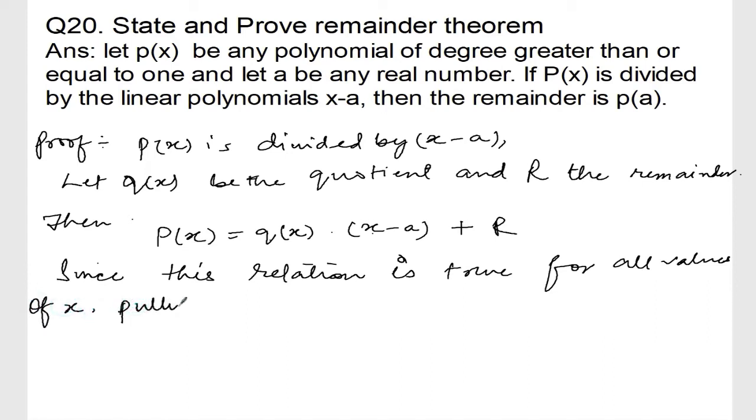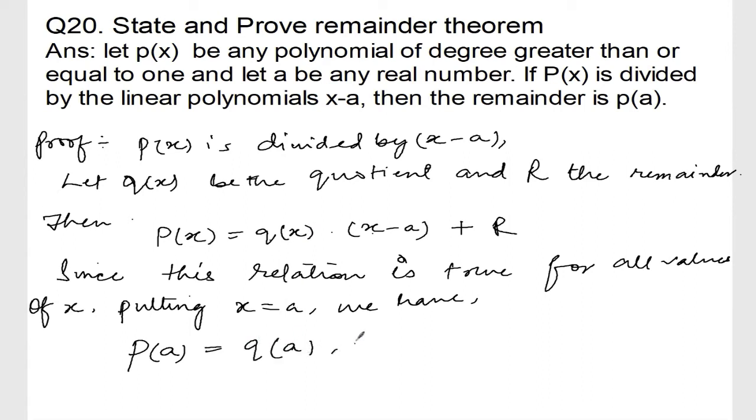Putting x equal to a, we have, instead of x we put a. Since x can be any number, let us put x as a. What will happen if I put x as a? P of a is equal to q of a into (a minus a), plus r. Now p(a) is equal to q(a) into a minus a, which is 0, plus r.